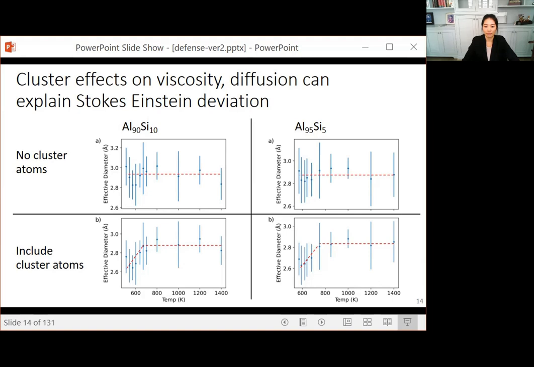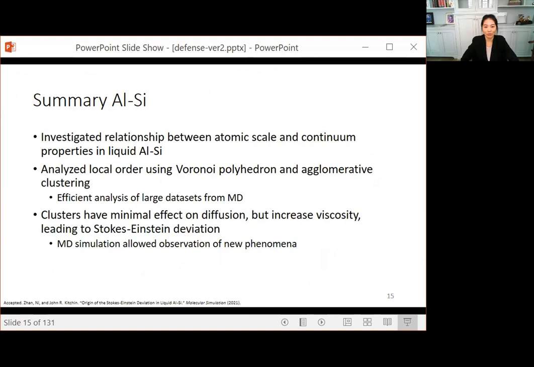So, the summary for this part: we investigated the relationship between atomic scale and continuum properties in liquid aluminum silicon, and we analyzed this local order using Voronoi tessellation and agglomerative clustering. This is a new application of the method, and it's a way that we can efficiently analyze the large data sets from MD trajectories, which was one of the challenges that we identified with MD simulation.